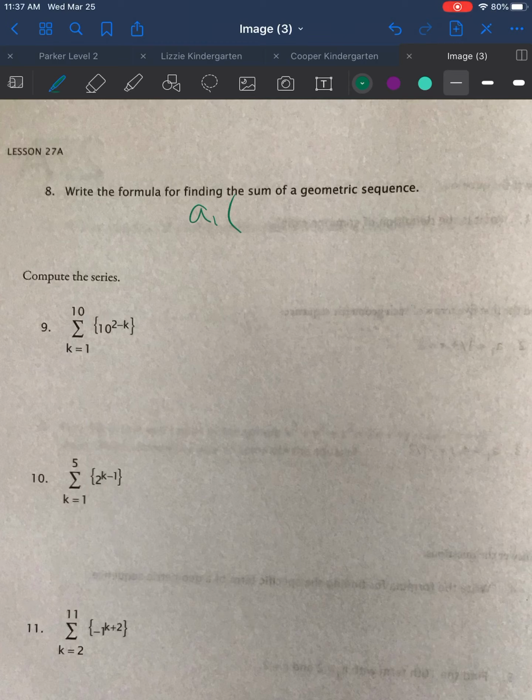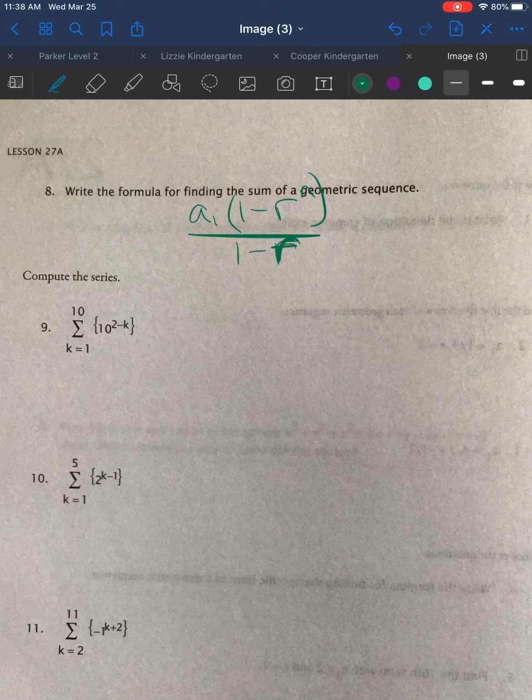A sub 1 times 1 minus r to the n, oh, now I've forgotten it. There we go. Over 1 minus r. Oh my goodness, you guys. We're going to survive this. Okay, a sub 1 times 1 minus r to the n over 1 minus r.